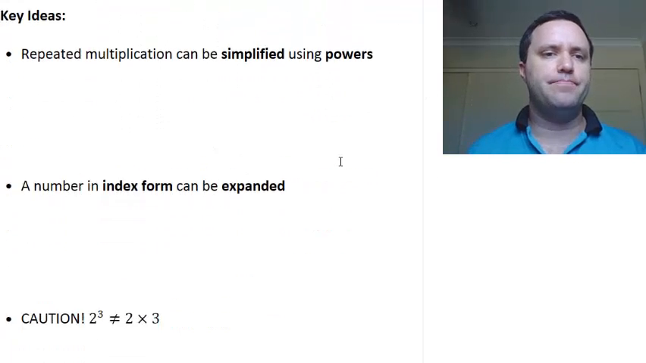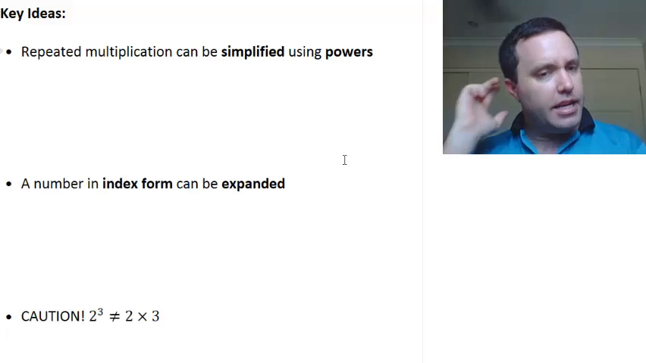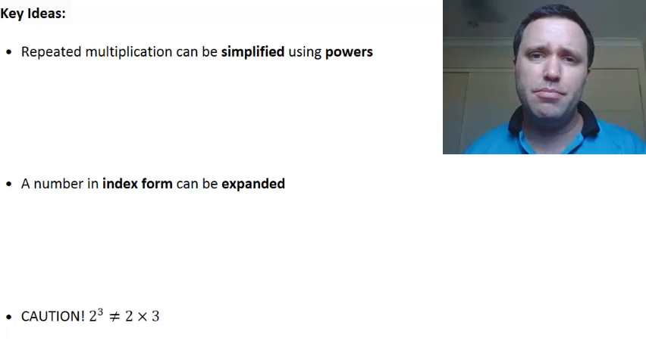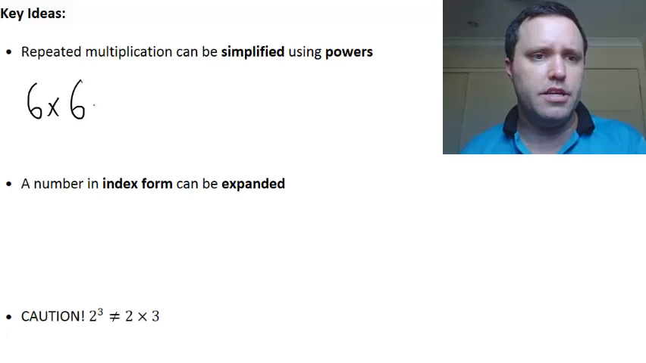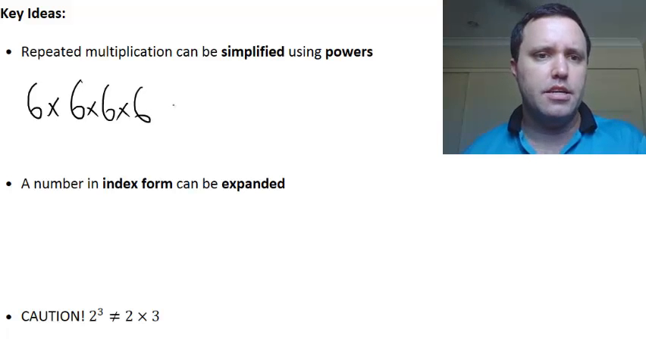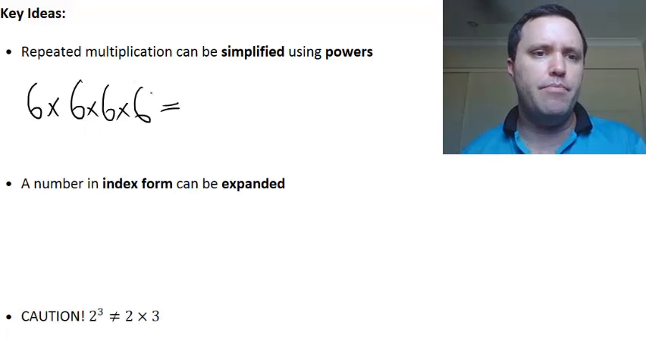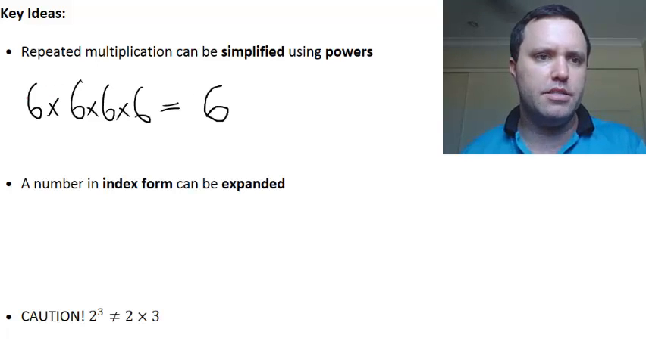Okay, right. So let's have a look at a couple of our key ideas. Repeated multiplication can be simplified using powers. So if we've got, let's say, 6 times 6 times 6 times 6 equals, what we do is if we've got the repeated multiplication and they're all the same base, we write 6 here because that's the number that's being multiplied. And how many times is it being multiplied? 1, 2, 3, 4. So 6 to the power of 4.